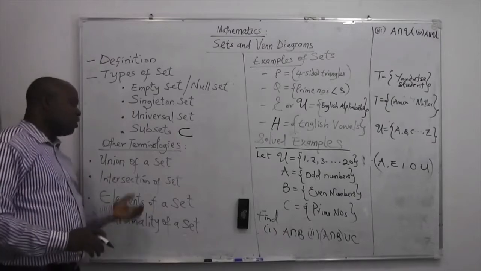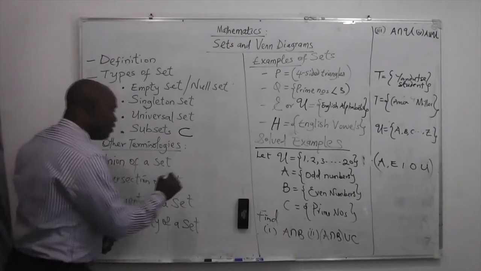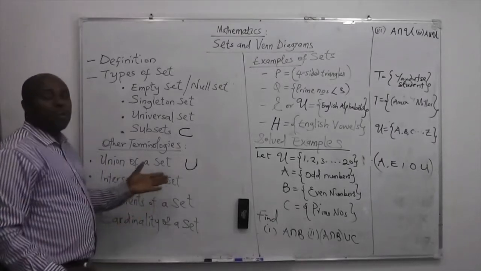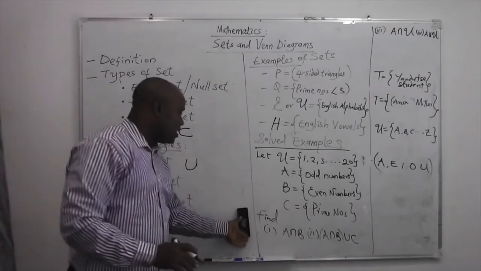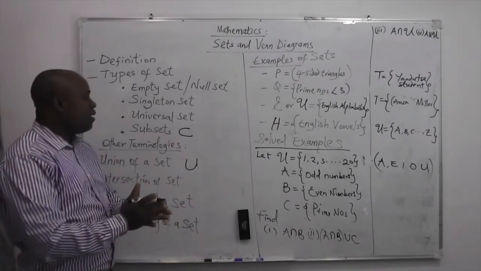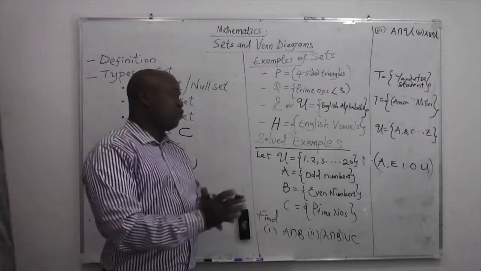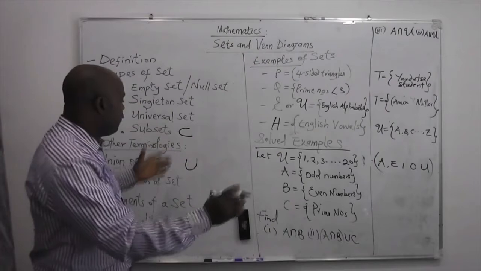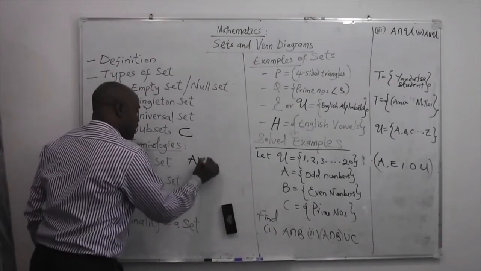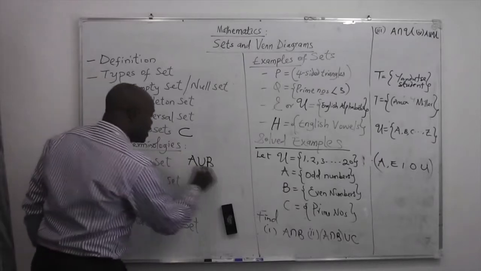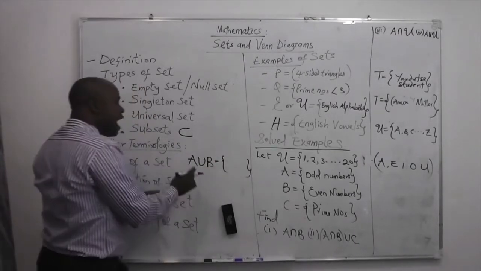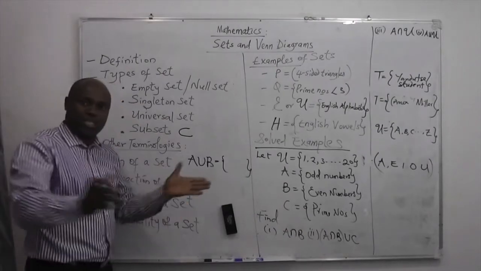Number one is the union of a set. This is the symbol, U, like this. The union of a set is a set that combines all the elements of 2 or more given sets. For example, if we say A union B, we are talking about all the elements that are in A as well as in B without repeating any one.